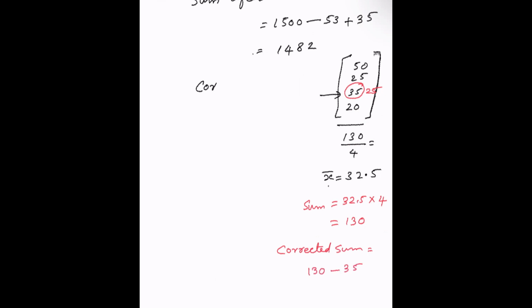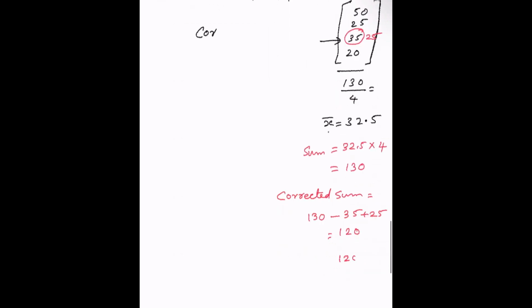Why am I subtracting 35? Because 35 was wrongly added. What should have been added? 25 should have been added. Understood? Remove what was wrongly added and add the correct figure. Then you get 120, I believe. So corrected mean would be 120 divided by 4, which would be 30.